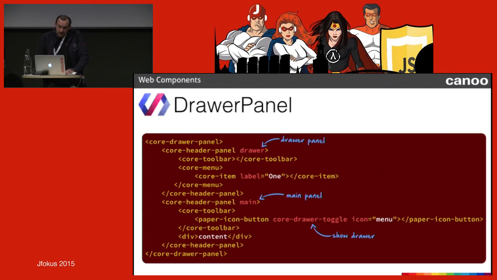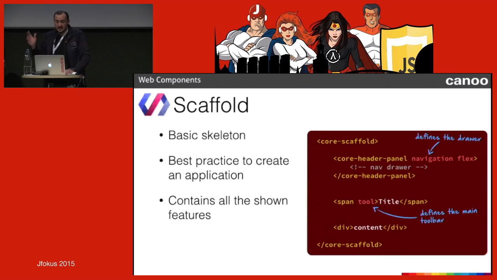And if you want even less code, they have this scaffold. It's like a basic skeleton for an application. So it's just, let me see, 1, 2, 3, 4, 5, 6 lines of code, and it does what we have seen. It adds the toolbar, it adds the default menu, it adds the content area that we just need to fill. But the complete layout is defined by the scaffold.